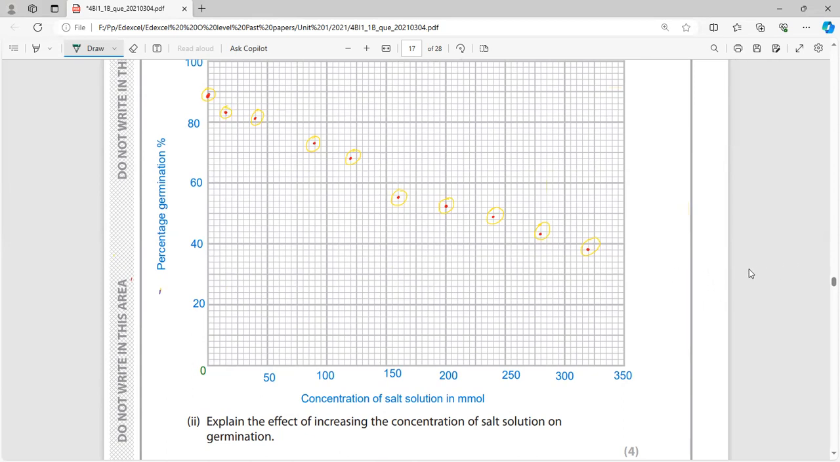After plotting the graph, you need to add these lines by joining the points. I'm going to join these lines here, a bit smoothly. You will have a pencil, and that will be helpful for you to easily join these lines.